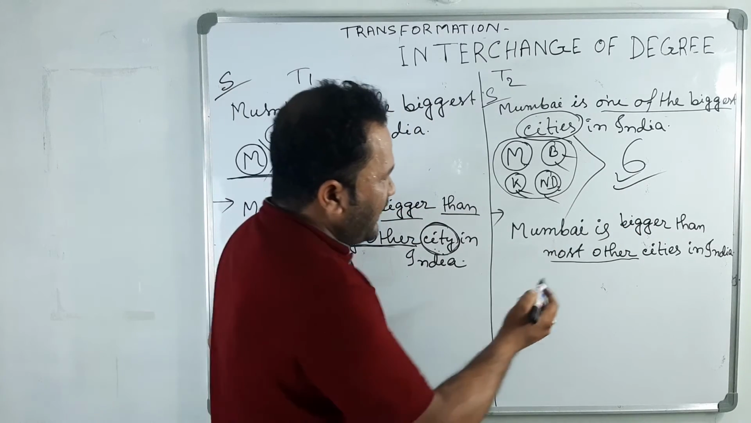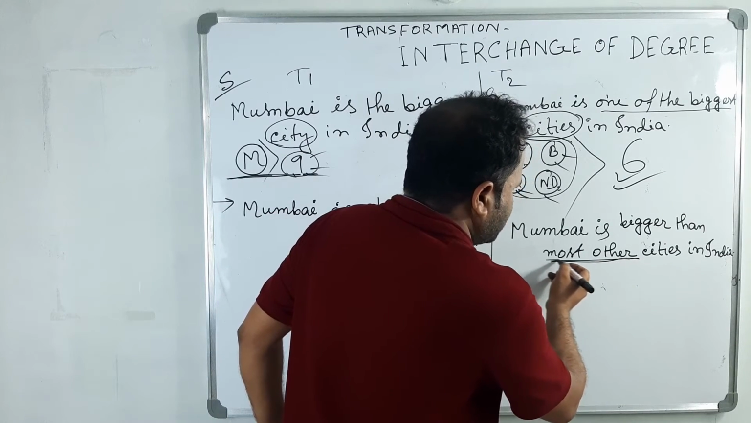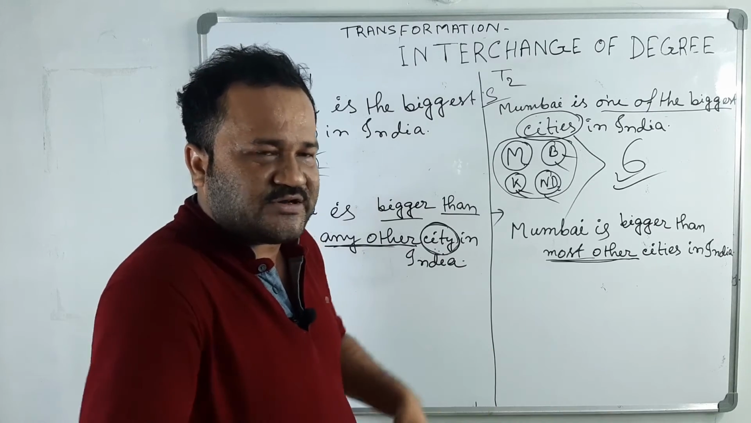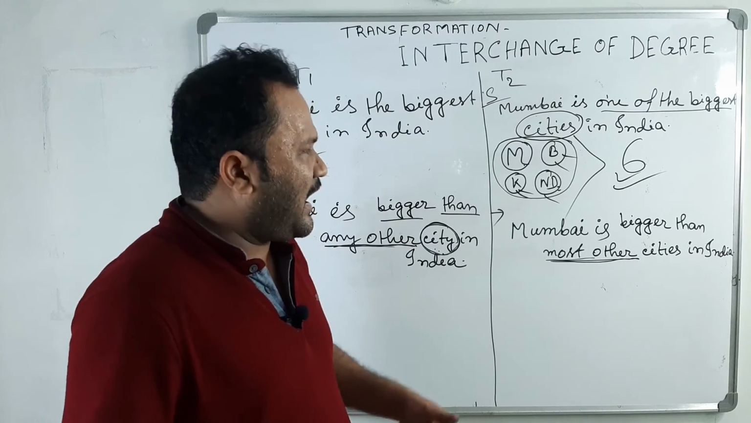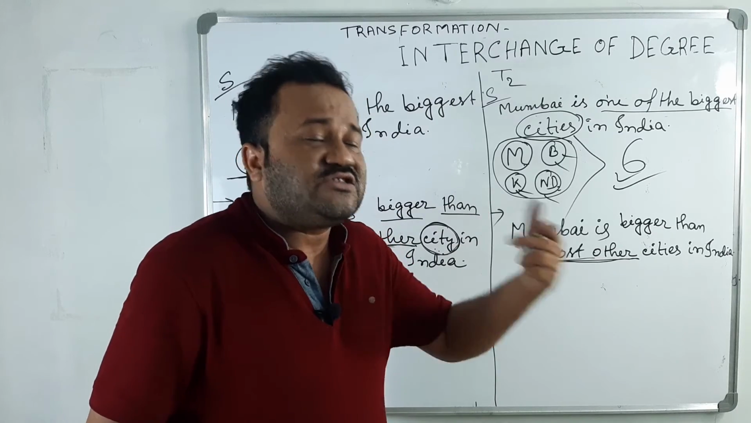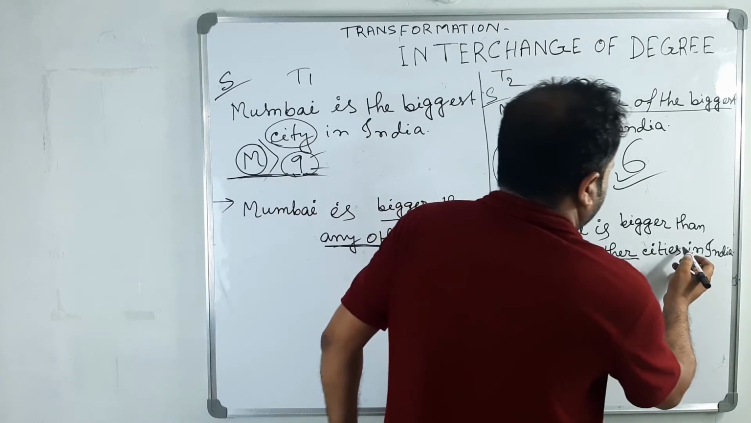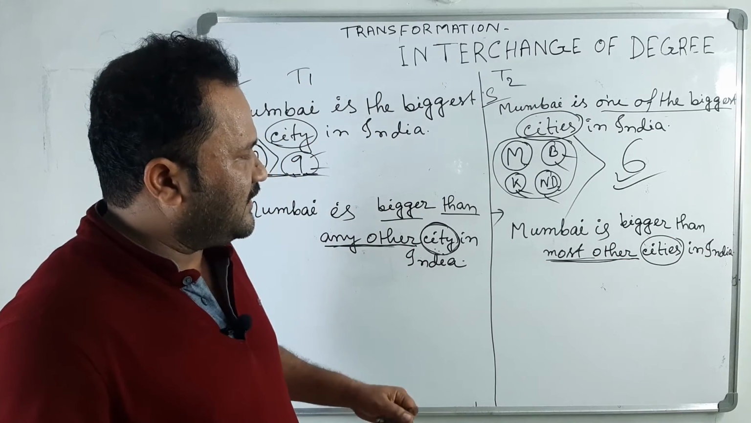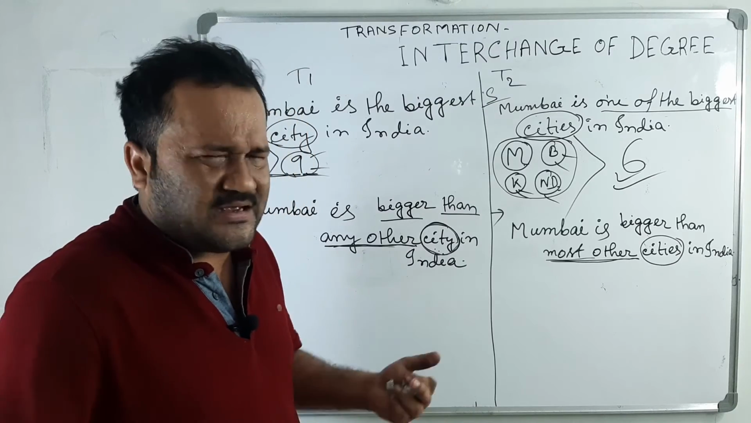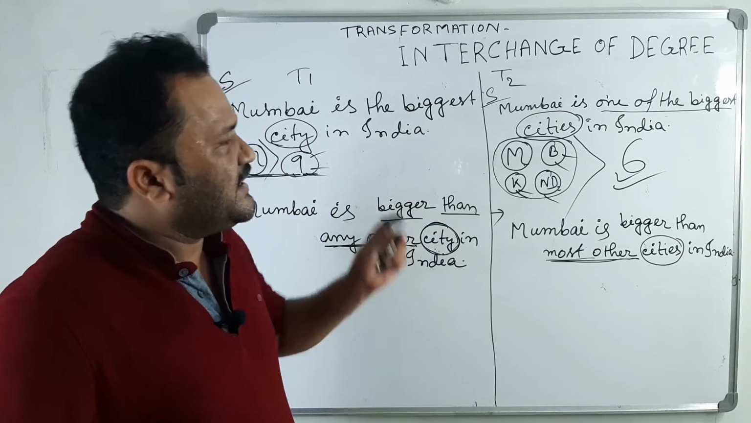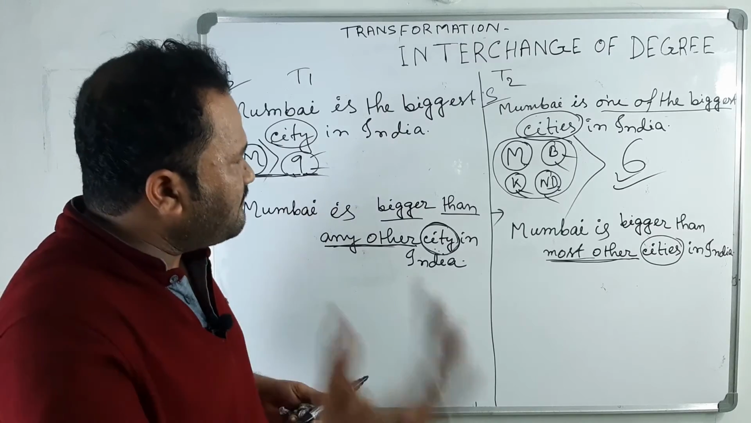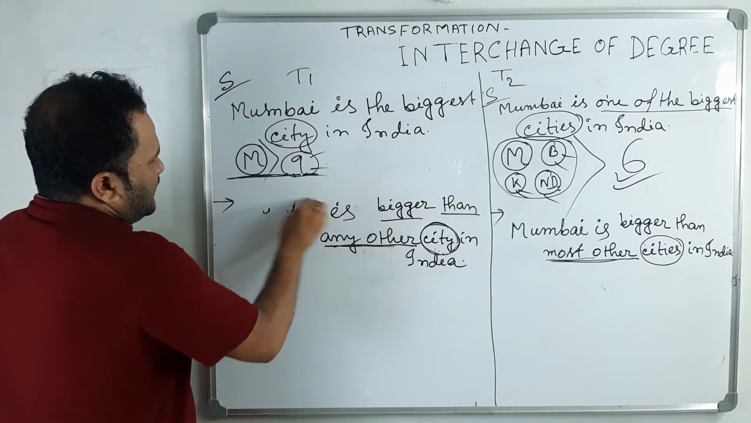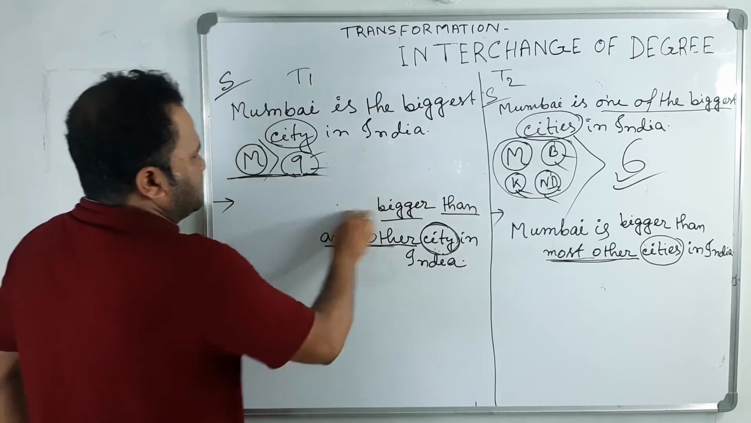Okay. And when I am talking about most other, that means it's a pack of cities. Okay, a group of cities or other cities. So it is not singular, but it is plural. It is always plural. Mumbai is bigger than most other or many other. You can also write many other cities in India. So comparative, you can now understand how to change the comparative of these two types of degree.